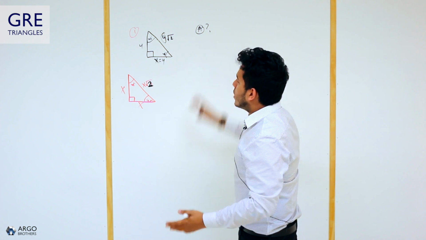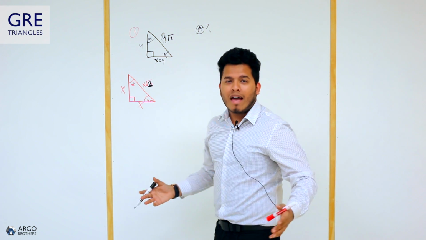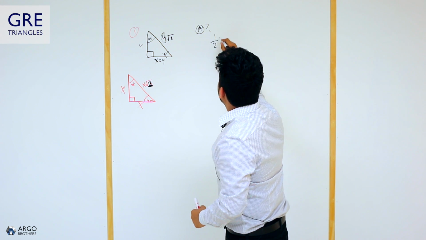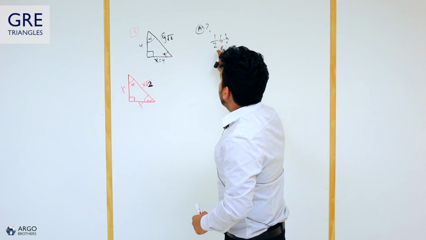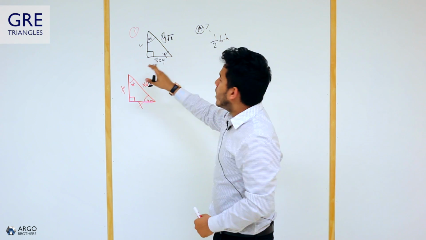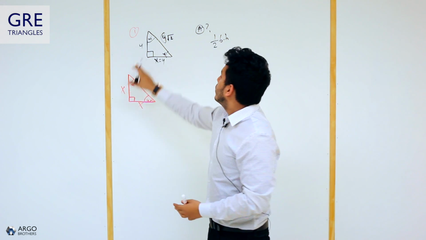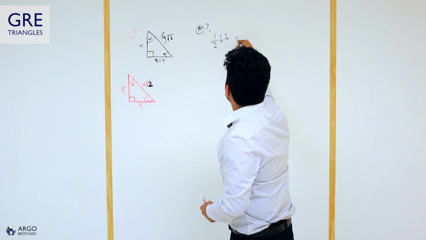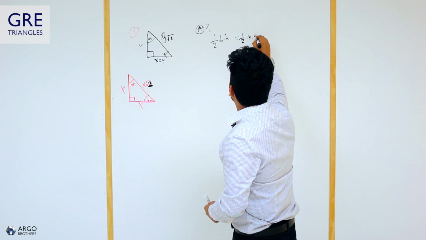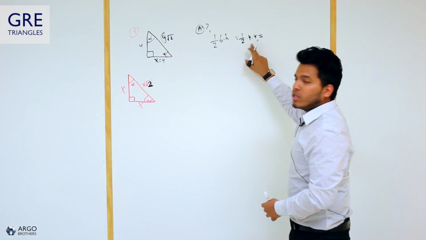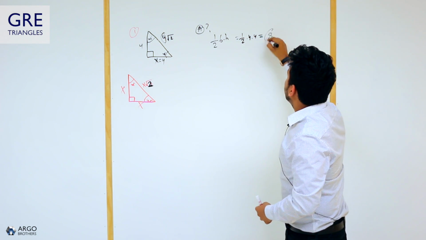And I want to find out the area. What's the area of a triangle? 1/2 base times height, 1/2 base times height. Well, my base is over here, which is 4, and my height is 4. Actually, the hypotenuse is not needed in this problem, so it will be 1/2 times 4 times 4, and you get 4 times 4 is 16. 16 divided by 2 is 8.